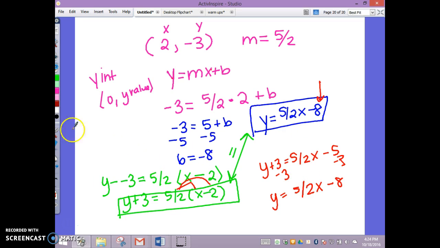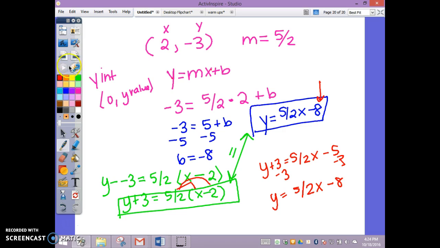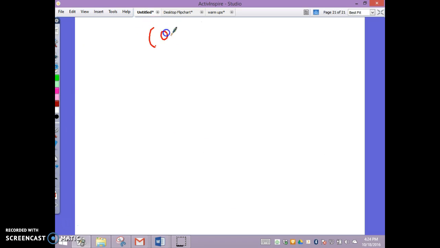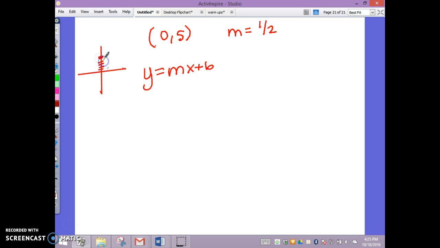If they ask you for point-slope form, you can actually use the y-intercept as well. I'll show you that. So if they tell you (0, 5) is a point with a slope of half, you can write that in y equals mx plus b. How do I know that that 5 is a b? Because it's (0, 5). Think about it graphically. 1, 2, 3, 4, 5. That's my y-intercept. I can write y equals 1 half x plus b. That's one way to do it.